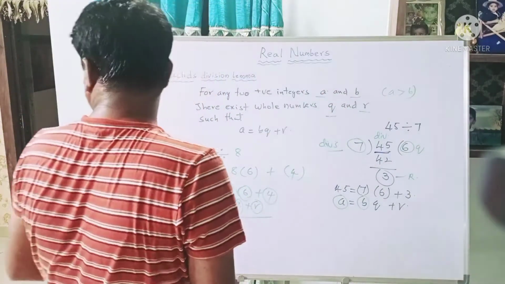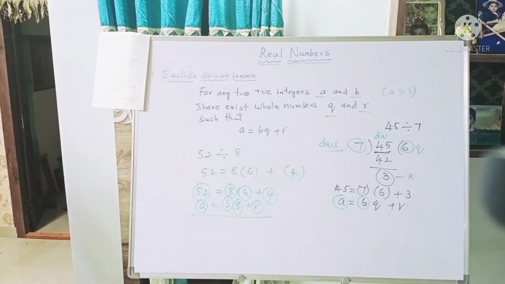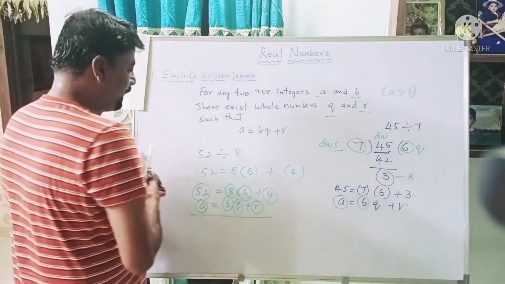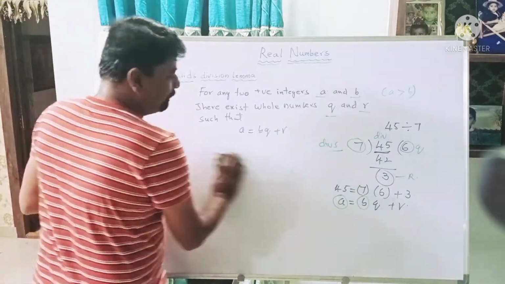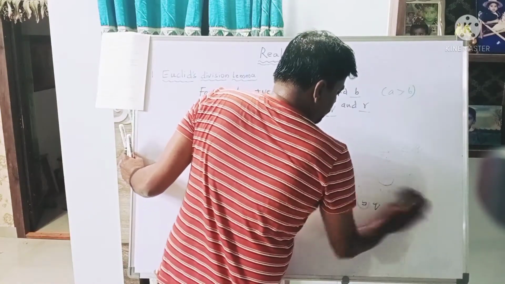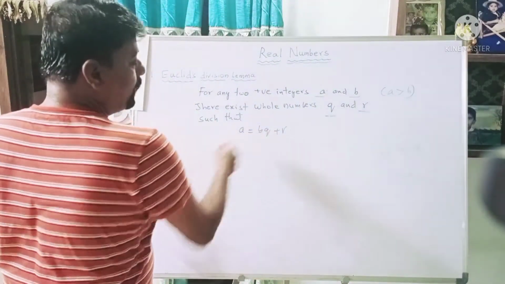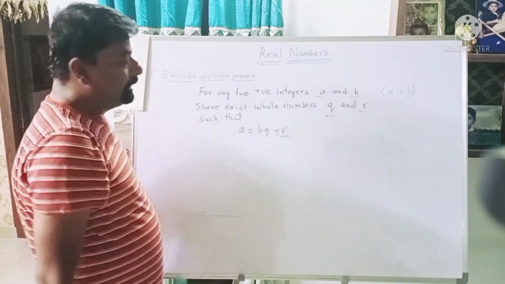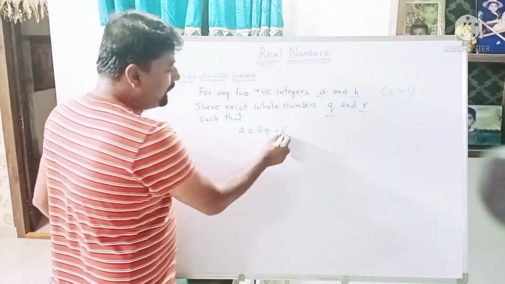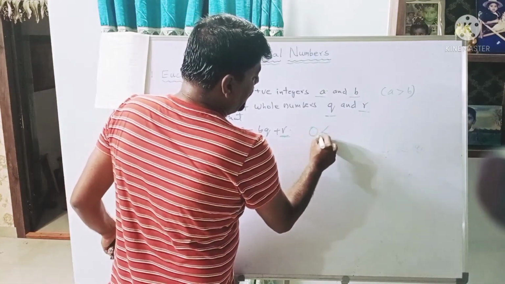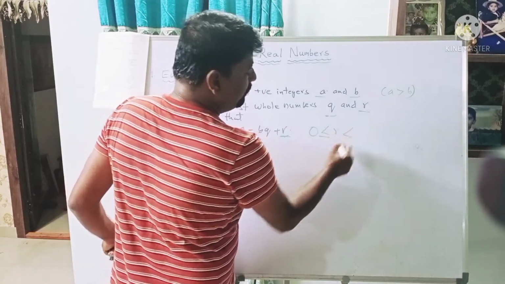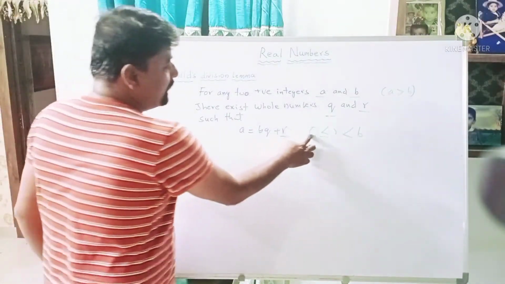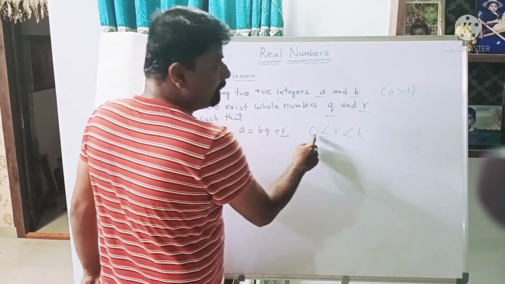Here, in A is equal to BQ plus R, R is nothing but a remainder. We learned that it is a remainder, beta. So for example, A is equal to BQ plus R. This R is called the remainder. How will it be? This R value is always greater than or equal to 0 and it is always less than B, beta. This R value always lies between 0 and B, and sometimes it may be equal to 0.